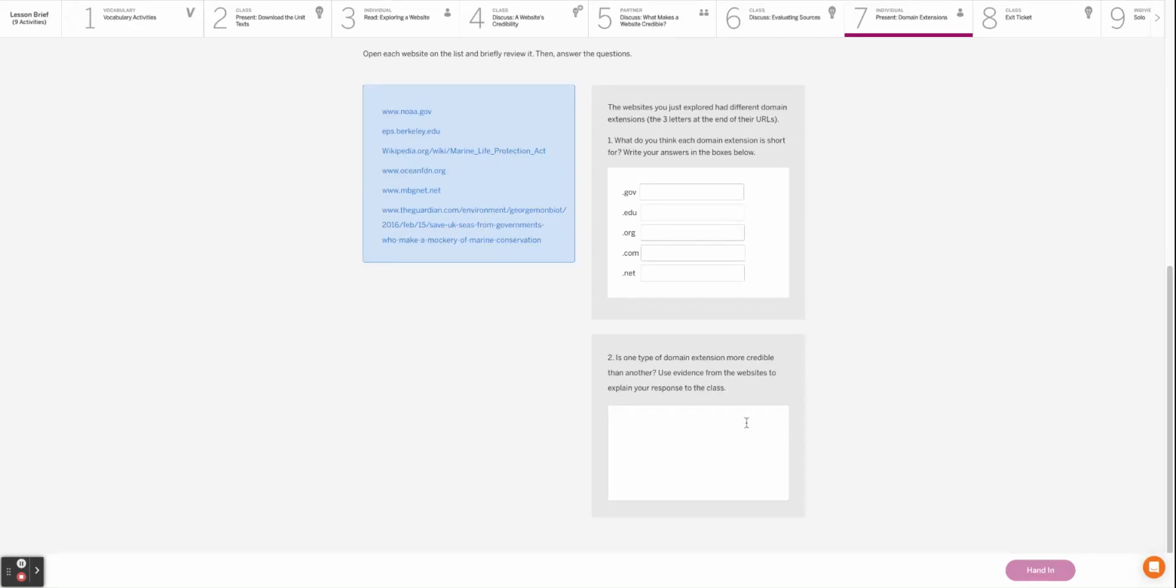Is one type of domain extension more credible than another, more believable? Use evidence from the websites that you clicked on in this blue box to explain. So, from your perspective, which one of these do you think is the most credible? .gov, .edu, .org, .com, .net, and why?